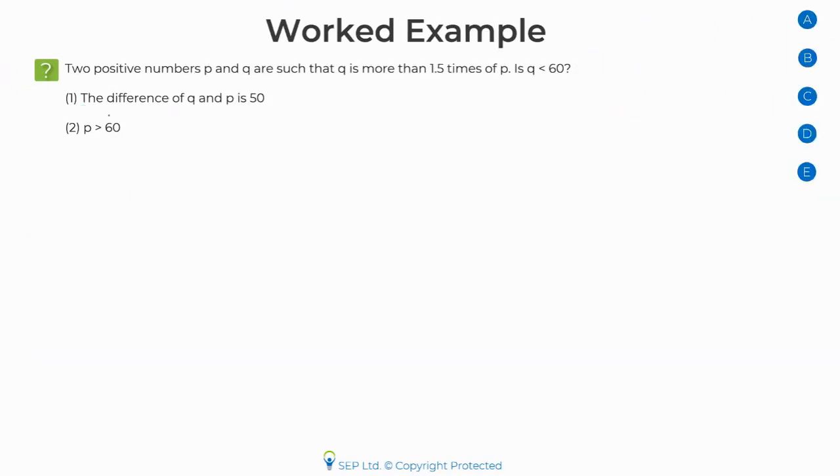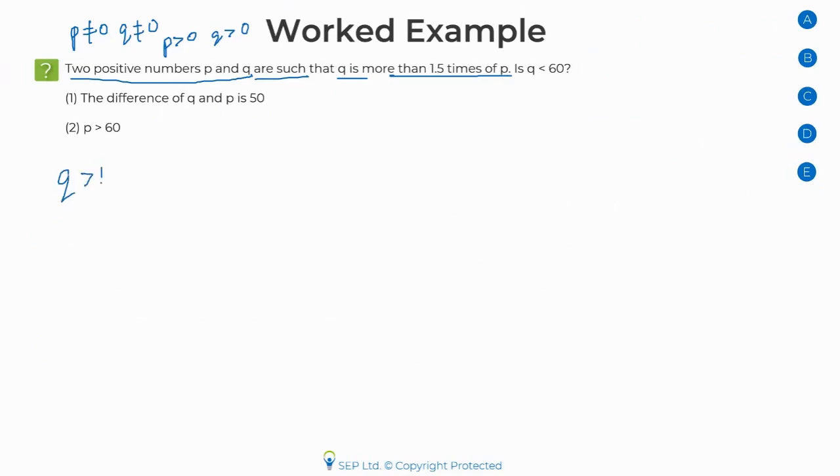Let's take a look. So, I know two positive numbers P and Q. So, I know P and Q is not equal to 0. This is something I want all of you to do. Start jotting down information as you read the question, right? You know P is more than 0. You know Q is more than 0. So, two positive numbers P and Q are such that Q is more than 1.5 times of P, right?